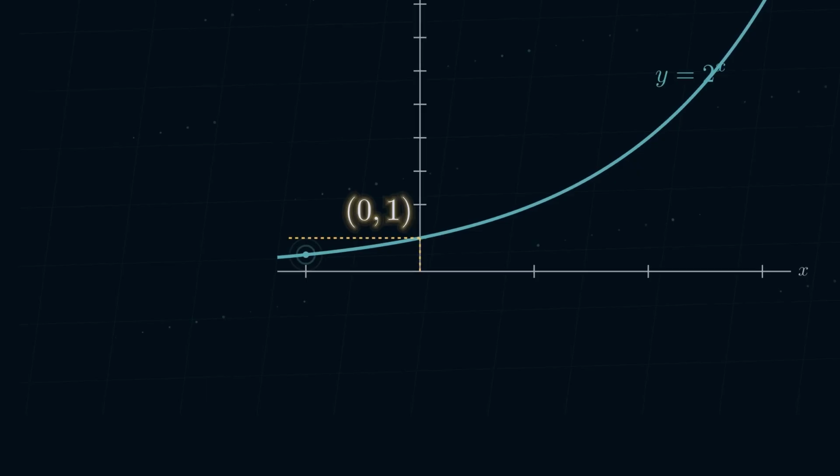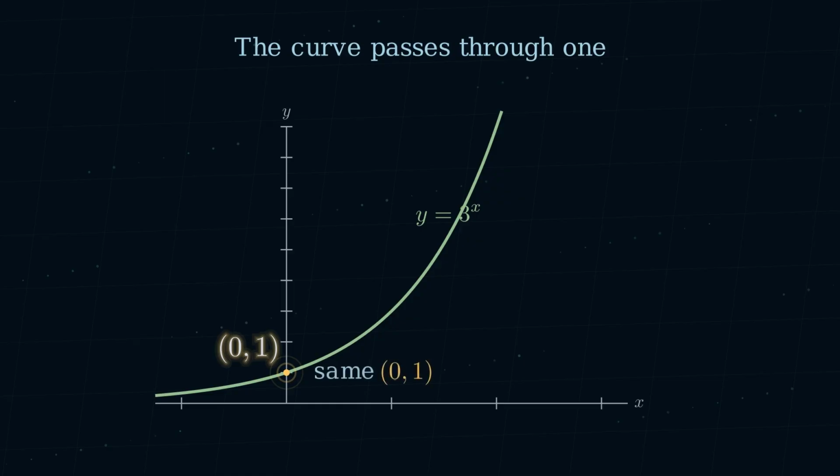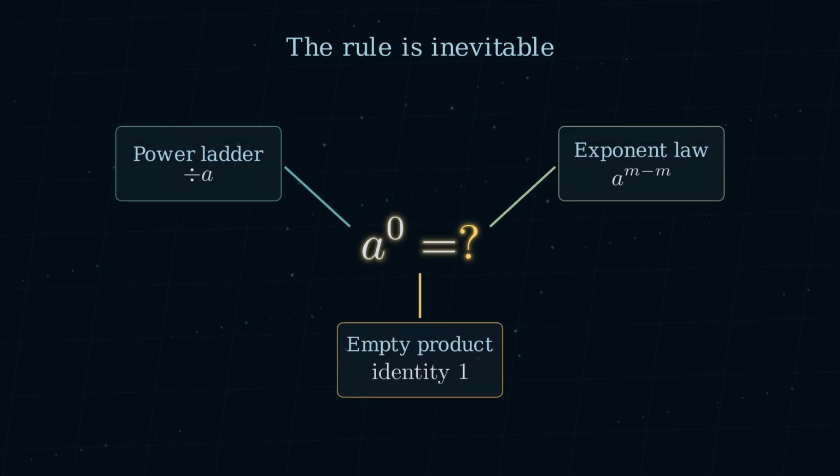Then the pattern continues into negative powers. At x equals minus 1, the value is 1/2. A different positive base gives a different curve, but it still passes through 0, 1. At 0, the scale has not yet grown or shrunk. So the rule is not random. The power ladder forces it. The exponent laws force it. The empty product points to it.